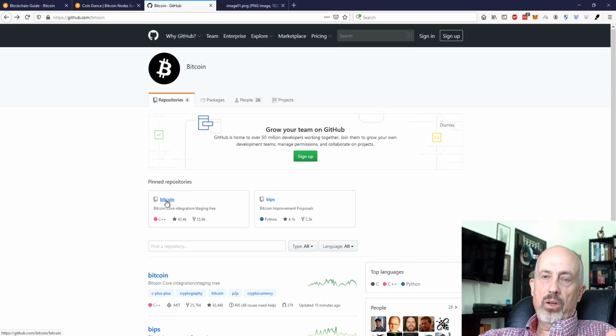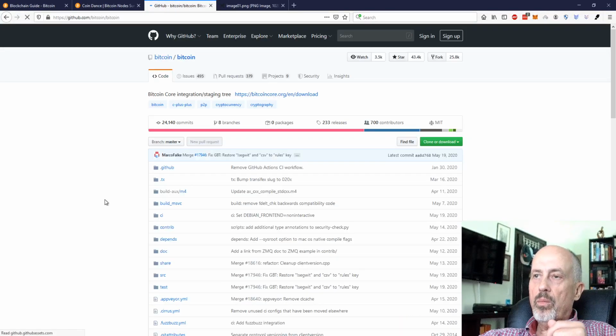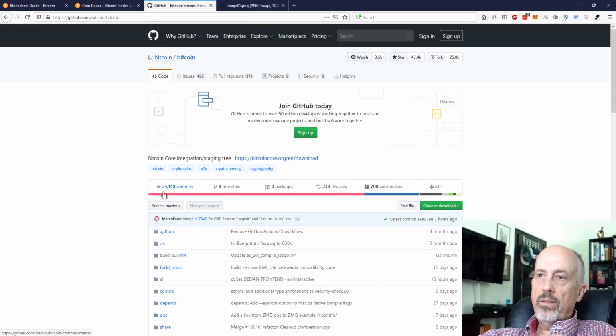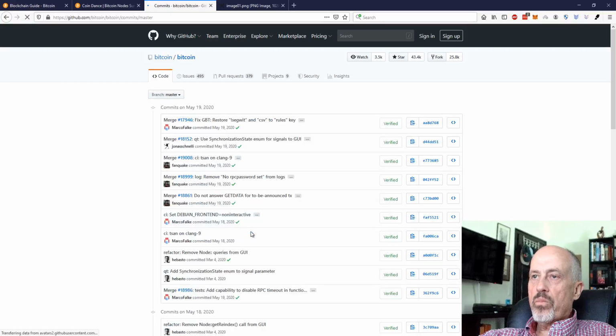Second is the Bitcoin code from the Bitcoin core team. And we have here over 24,000 commits, and commits are changes to the code or to the documentation. So if we click on this line here, we'll see what was suggested and done.